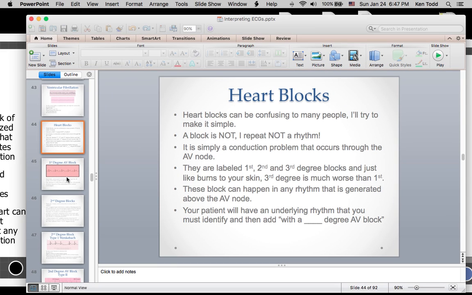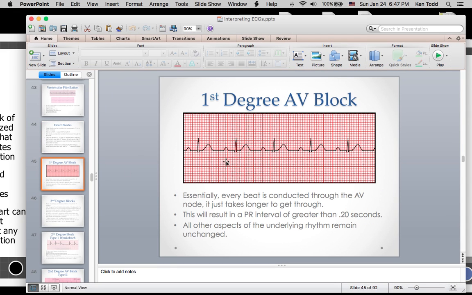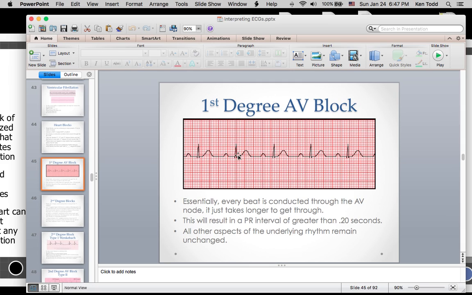So if we go back to our PowerPoint on the first degree block here, and if you look here, this one starts maybe just a millimeter before this darker 5 millimeter box line. And if you go over 5 more millimeters, we're already in the second half of the P wave. So this PR interval is clearly much longer than 0.2 seconds.